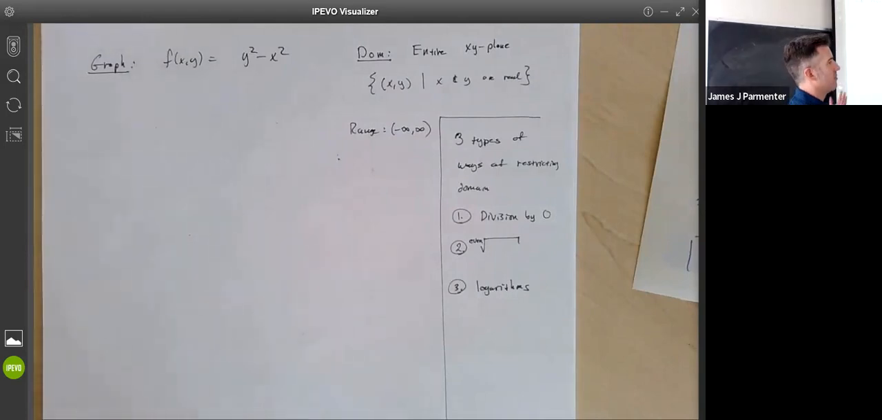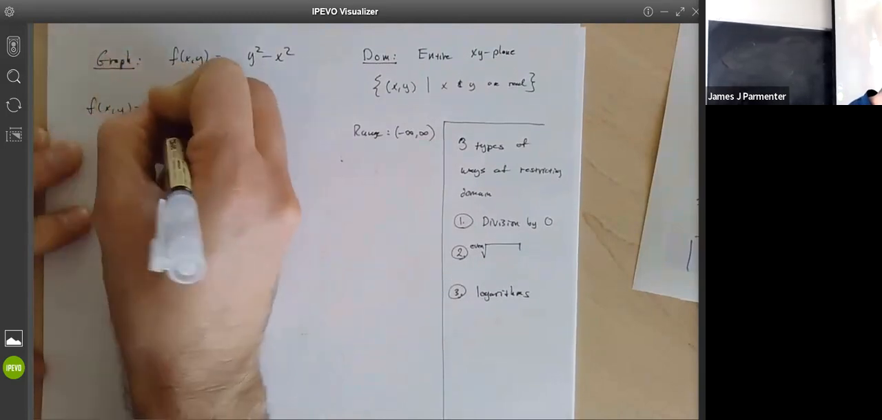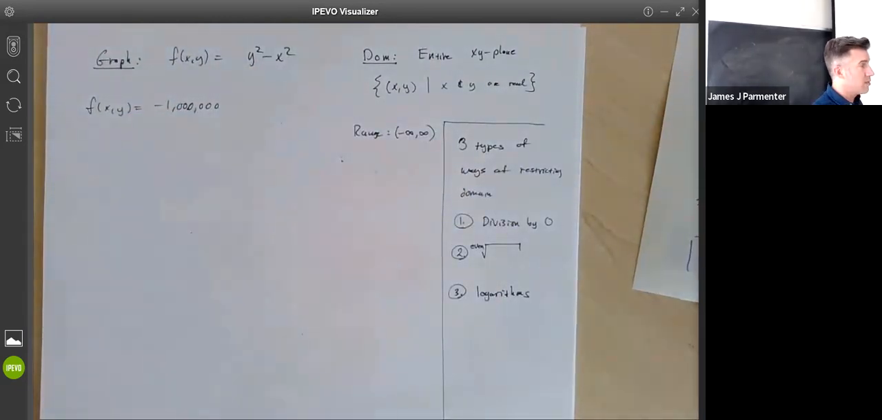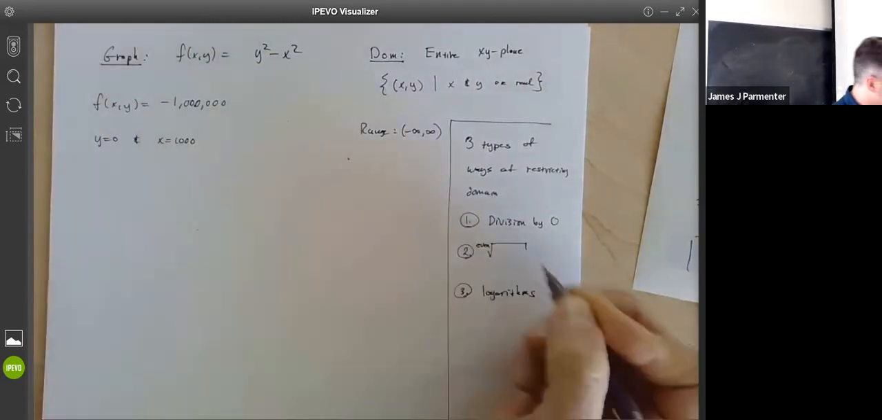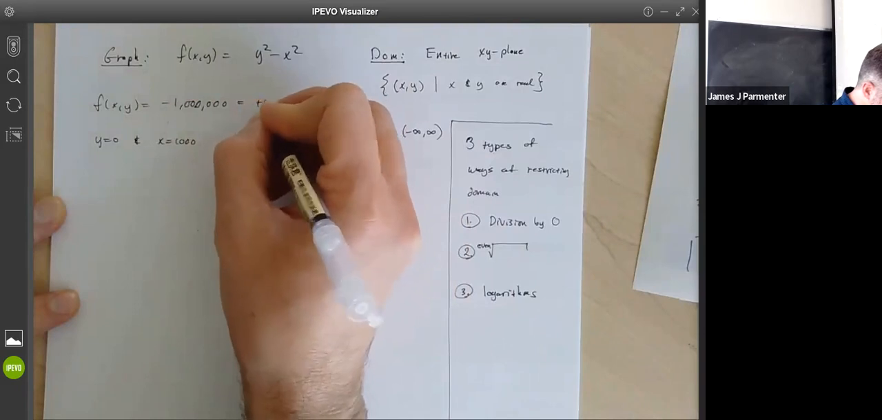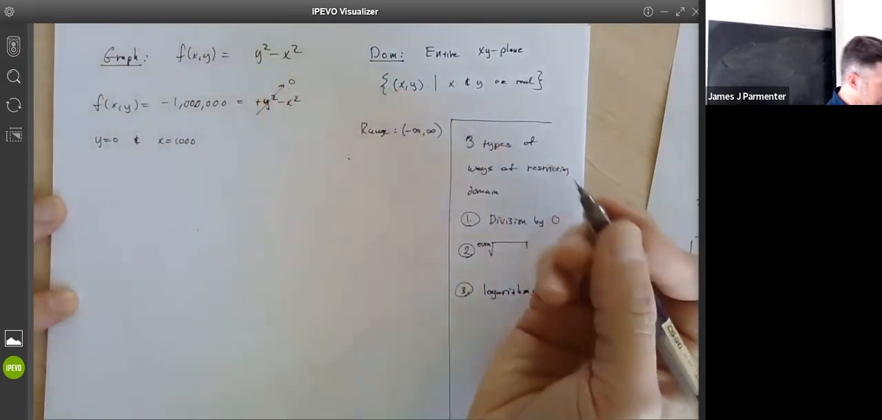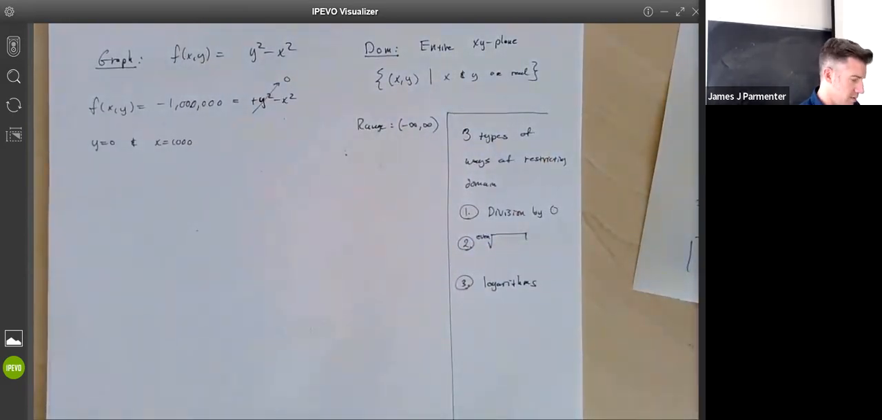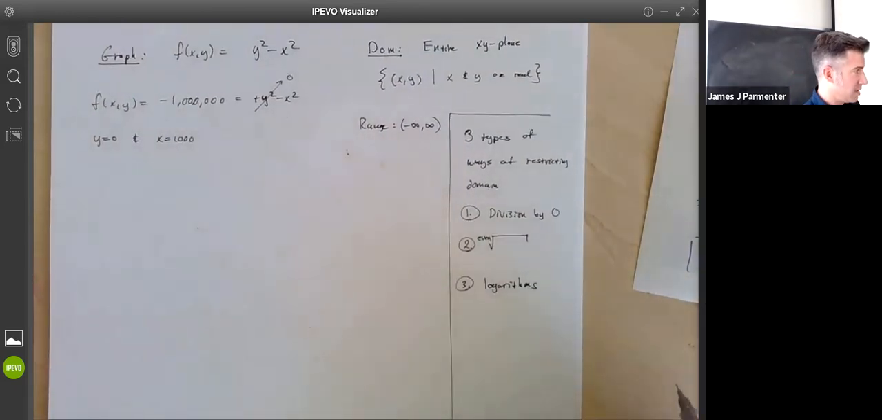So let's pretend I wanted to get -1,000,000. How do I get f of x, y equal to -1,000,000? There's actually literally an infinite number of ways of doing it, but one way that would work would be to let y equal 0 and x equal 1,000. Because basically this is going to equal positive y squared minus x squared. If I set y equal to 0, then I can just solve for x, and that'll work. So yes, we can get any value in the range in this particular example. How do we graph this one? Well, again, I'm going to graph some traces.